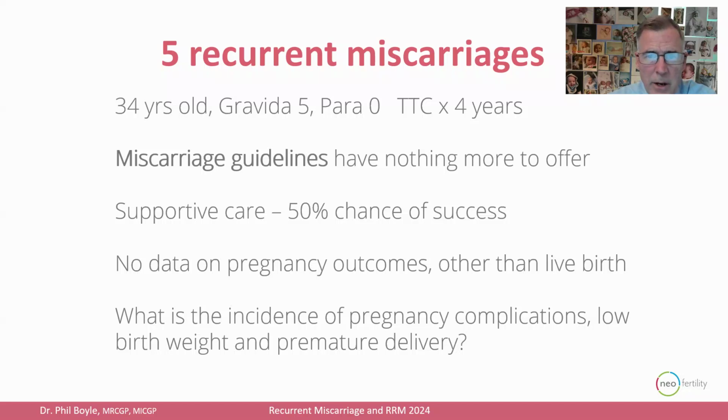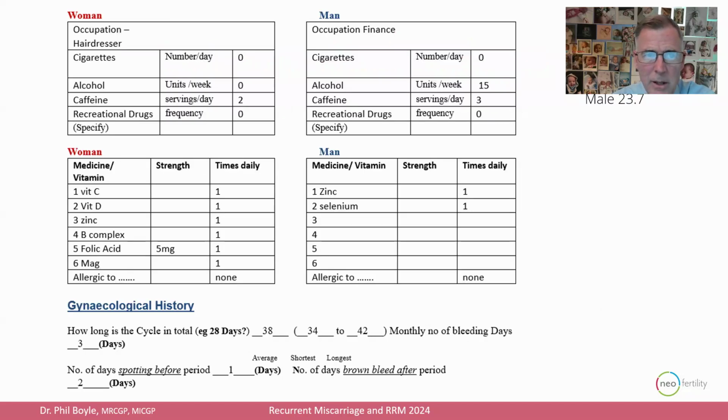So the miscarriage guidelines have nothing more to offer this woman. IVF is not an option for this woman, and they still have a problem and say, well, look, we do the supportive care, it's 50-50. Let's flick a coin, maybe you'll get the right side of all of this. But that 50% chance of success is a live birth, premature delivery, low birth weight, unhealthy mom, unhealthy baby, high risk. No data on that. It's just live birth. So if you get a premature baby, we got there, we've success, say, well, kind of. And we don't have good data on the incidence of these pregnancy complications that badly need to be documented. You can't just say 50% success and not give us more data than that.